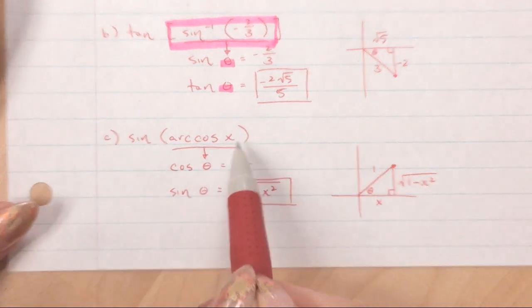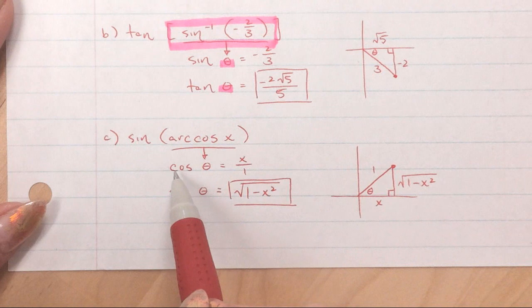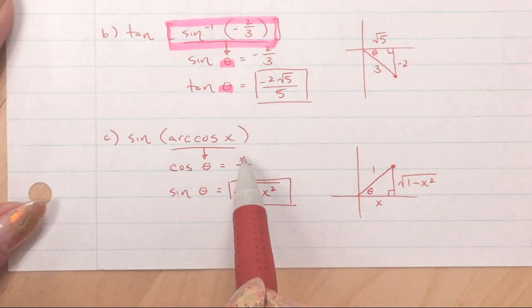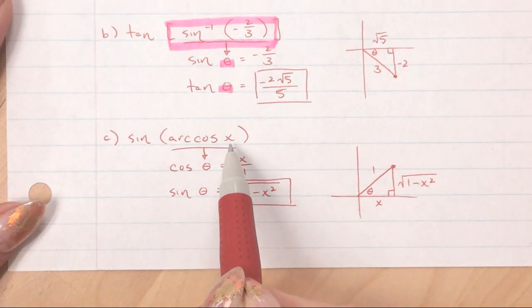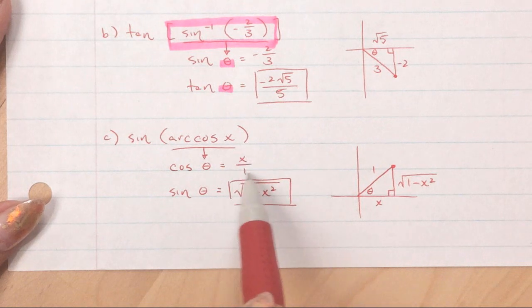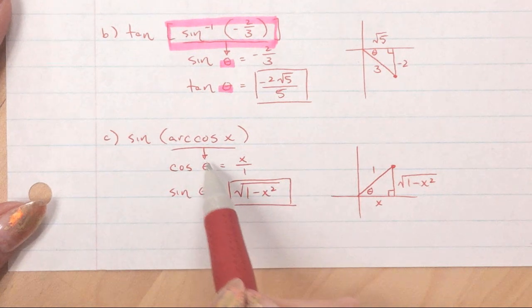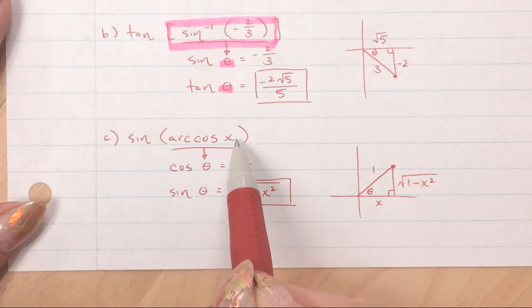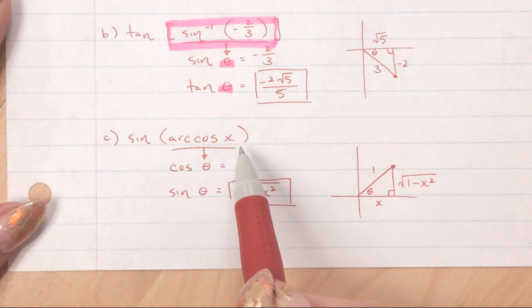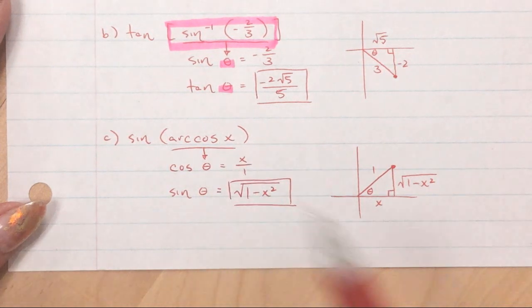All right, so again, I'm going to rewrite this as cosine of theta equals, and technically this is a fraction, so you'll see why I want this to be a fraction in a second. So I'm going to write x over 1. And then I need to draw my theta. This is in quadrant 1 as far as I know. It's positive in front of the x.